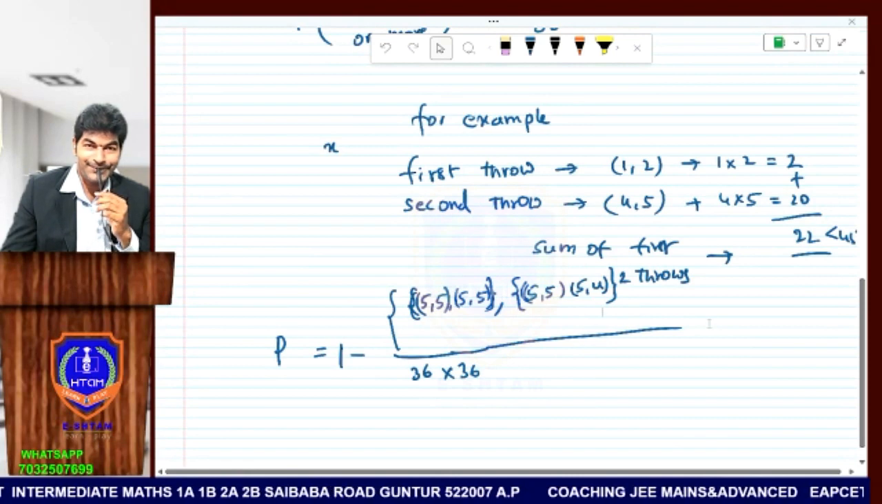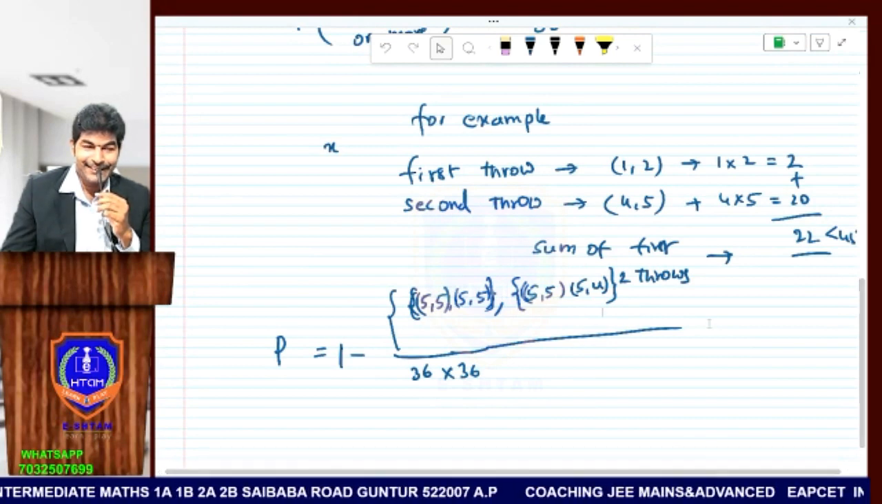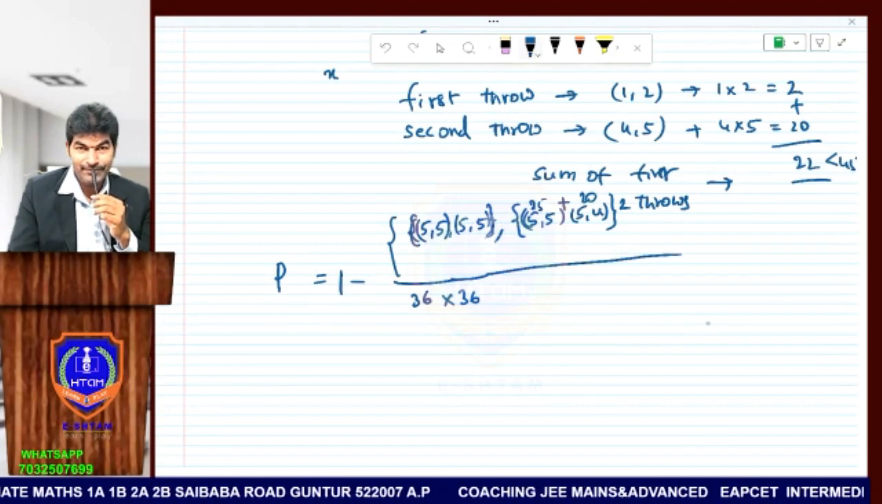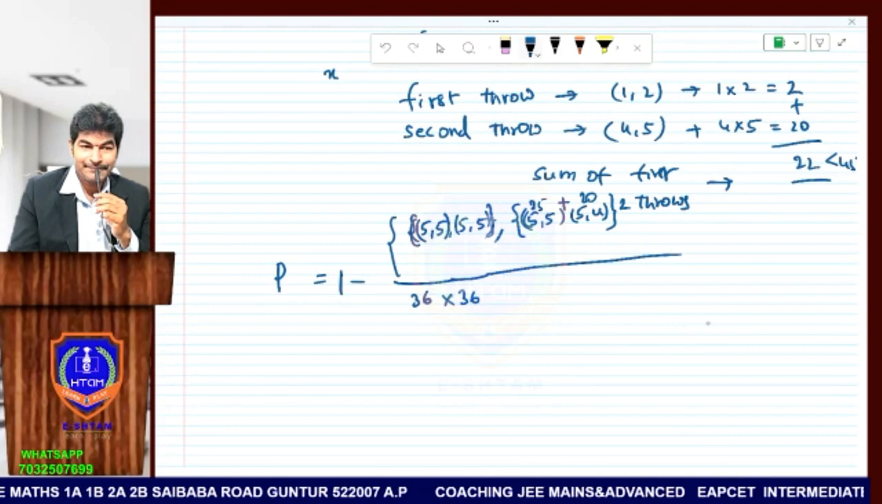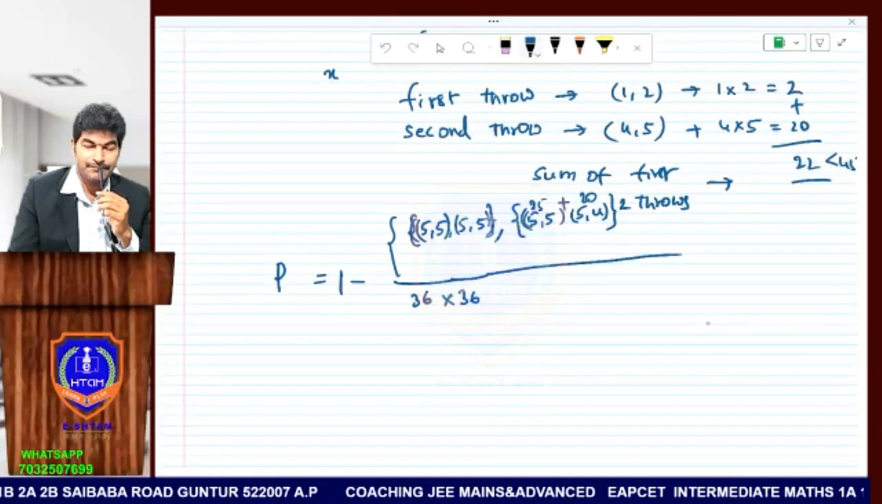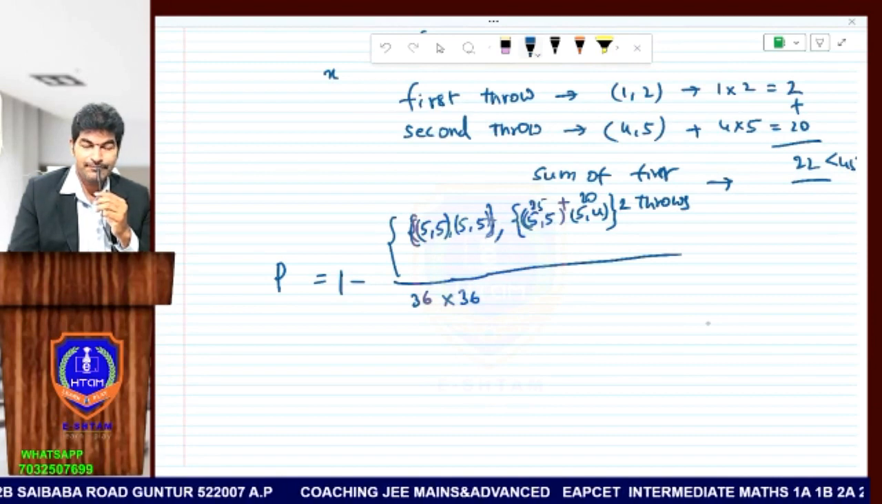Can you explain the question again? No. 5-5 is 25, 5-4 is 20, and the sum will be 45. Such kind of events, 45 or more, we are selecting, and we are subtracting from 1. Okay?